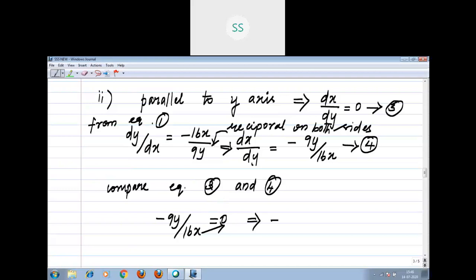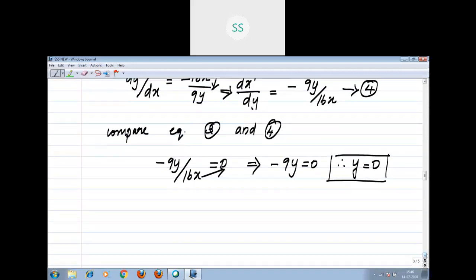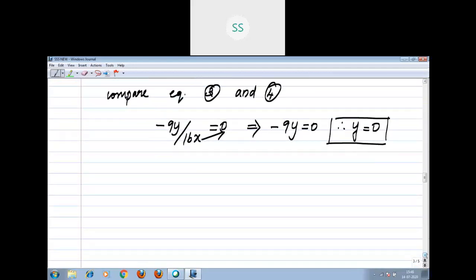Now, which implies minus 9y equal to 0. Therefore, y is equal to 0. Now you are going to substitute in the equation. What is given? x square by 9 plus y square by 16 equal to 1.